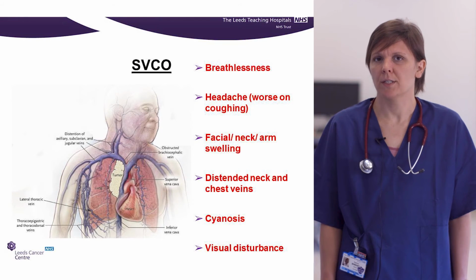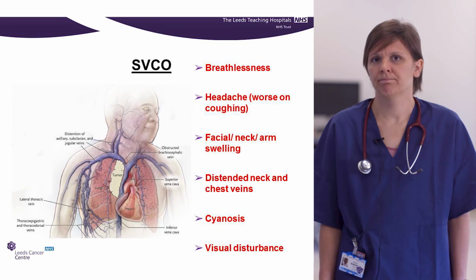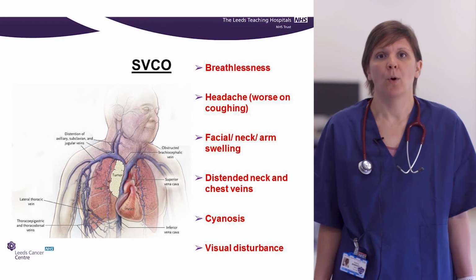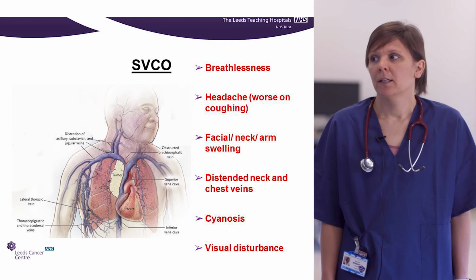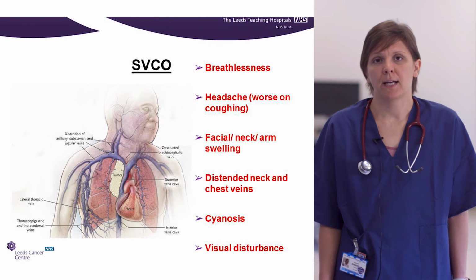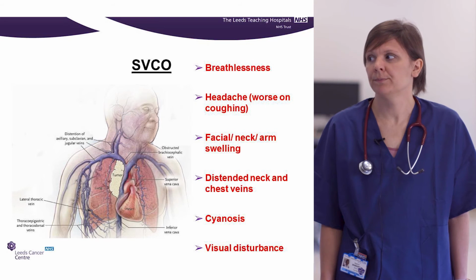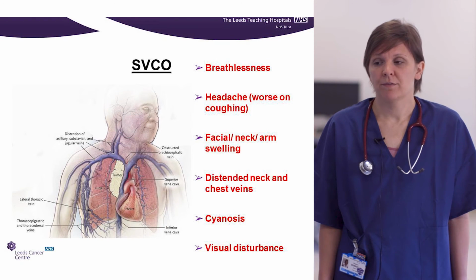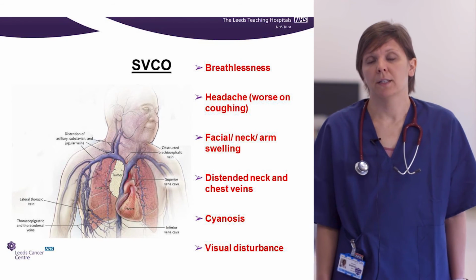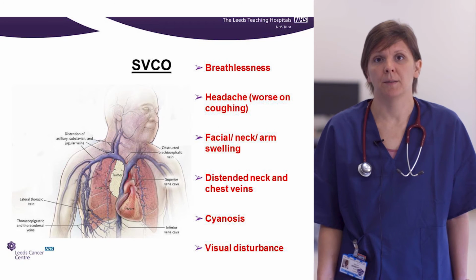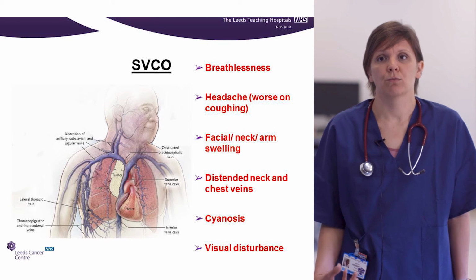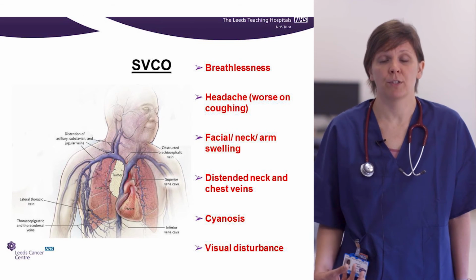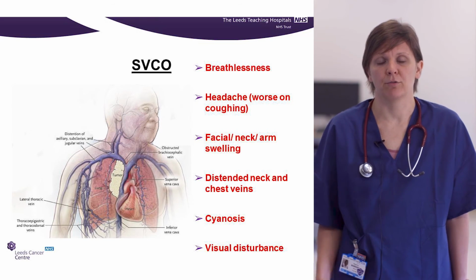Someone presenting with SVCO may well present breathless, they may have a headache, they may well describe neck, arm or facial swelling, they will potentially have collateral veins across their chest wall, they may look cyanosed, and they may describe some visual disturbance. And the reason for that is if you have a tumour that is compressing the central mediastinum and the SVC, that restricts the blood flow, the blood return from the upper limbs and from the head.